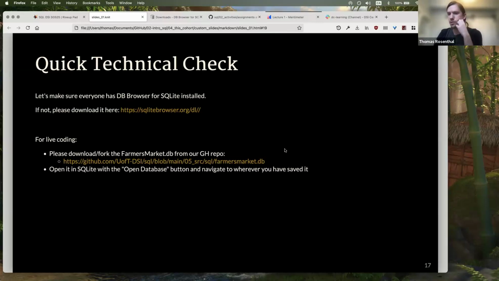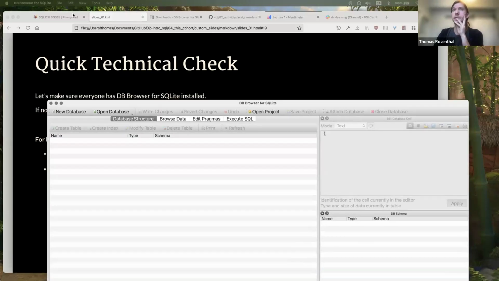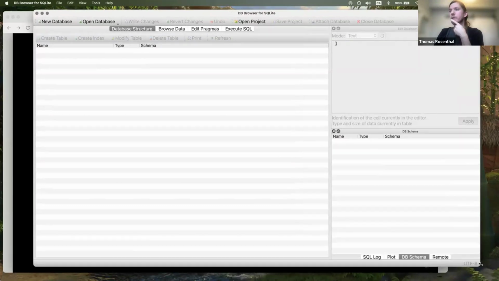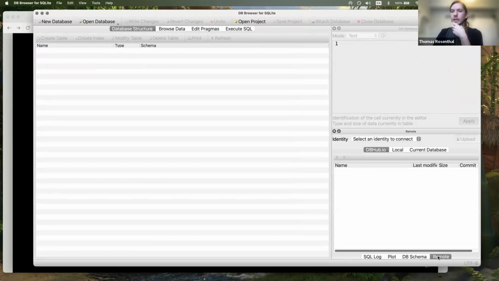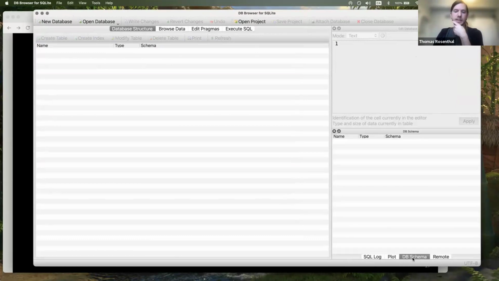I mentioned this: please download and clone your farmers market repo. This is the direct link to the database. Let's do this all together. Let me show everyone, and then it will also be on the recording. This is exactly what it will look like for DB Browser. If you're on a Windows machine, these tabs get left-shifted a little bit. You will also likely start in the bottom right on Remote. Personally, I like DB Schema better. It'll look kind of empty like this. Sometimes these windows are all configured a little bit differently, and your text size will look a little bit different.